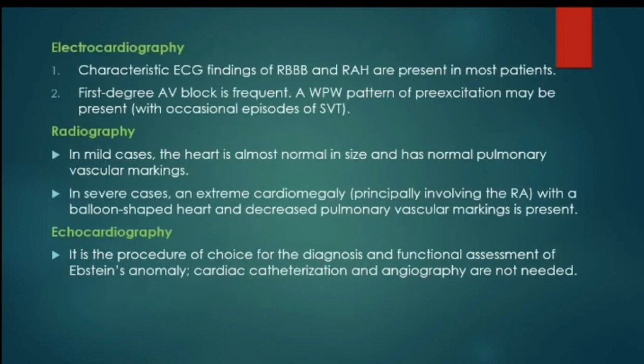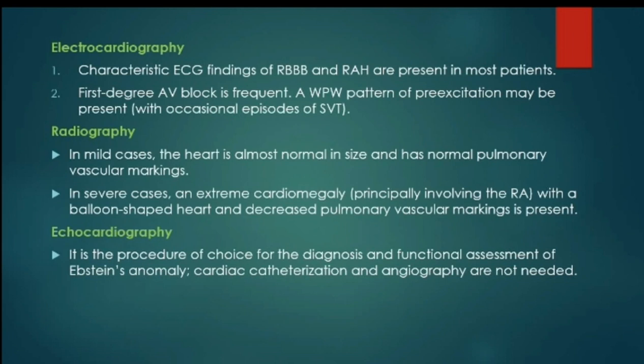ECG shows right bundle branch block and right atrial hypertrophy in most cases. Sometimes we can show first-degree heart block. Wolff-Parkinson-White pattern of the pre-excitation can be elicited. Sometimes a patient may present by SVT, and this can be elicited by ECG.